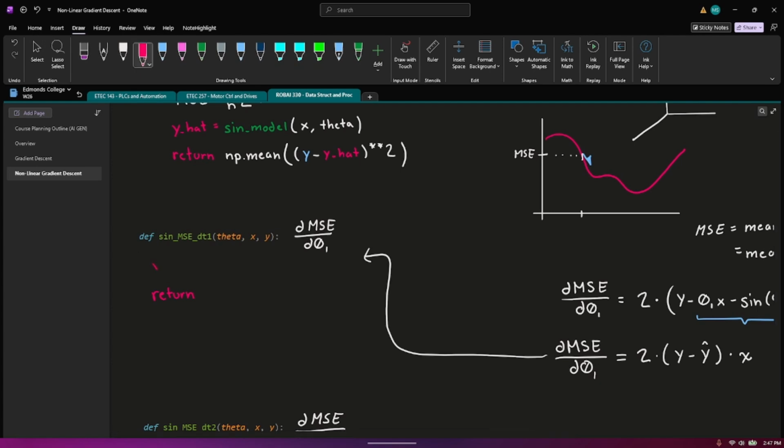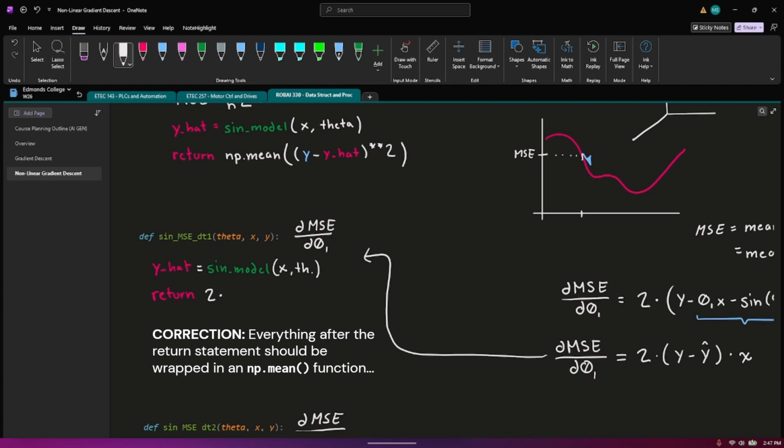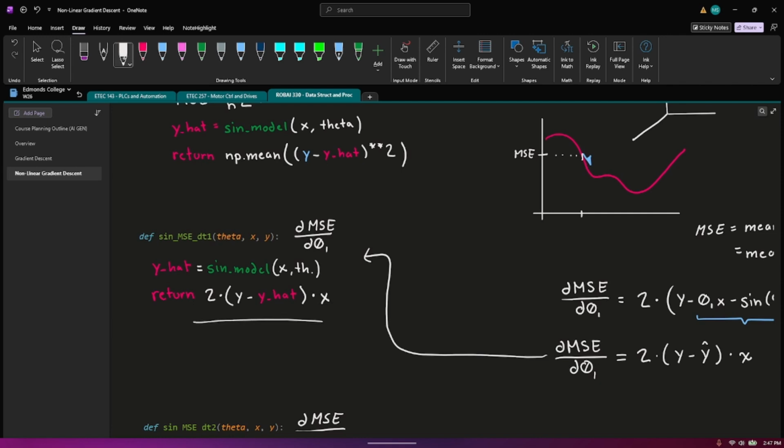Y hat, whoops, y hat, and we'll do it the same way we did up above, right? We can just run our sine model with x and theta, I'll abbreviate it, and now we can return what we got down here: 2 times y minus y hat, the thing we got above, times x. Right? This is that derivative.